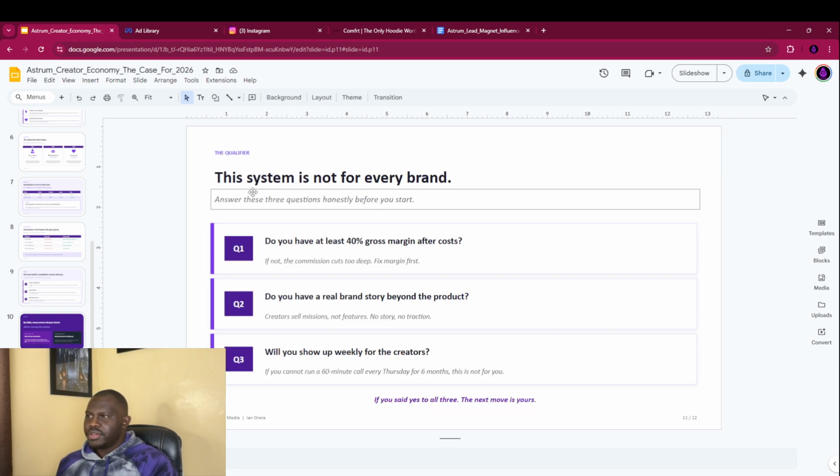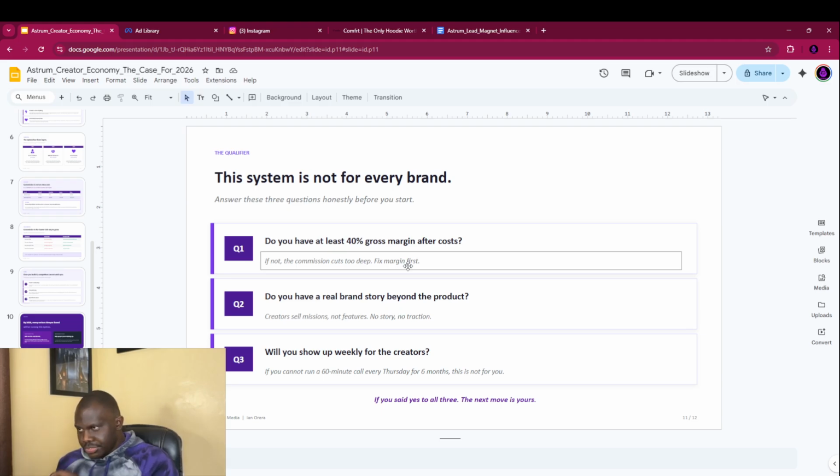So the qualifier: this system is not for everyone. Answer these three questions honestly before you start. Number one, do you have at least 40% gross margin after cost? If not, fix the margin first, because you have to pay these people commission of 10 to 15%.